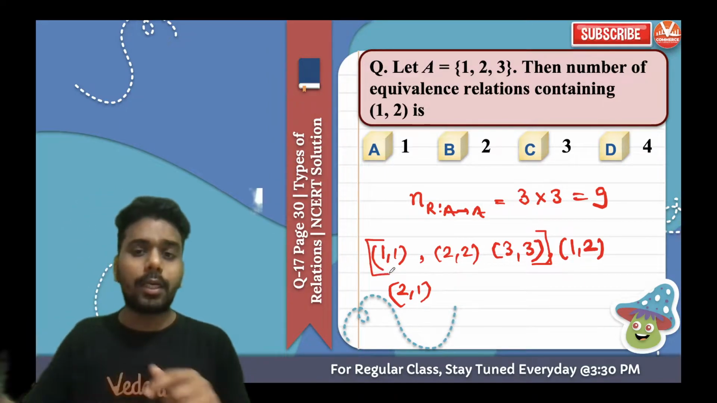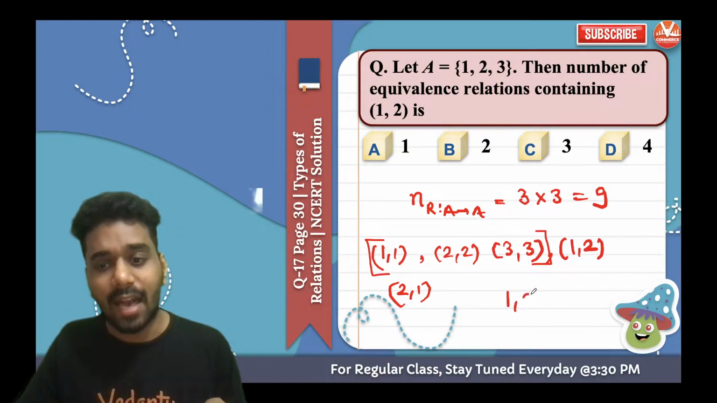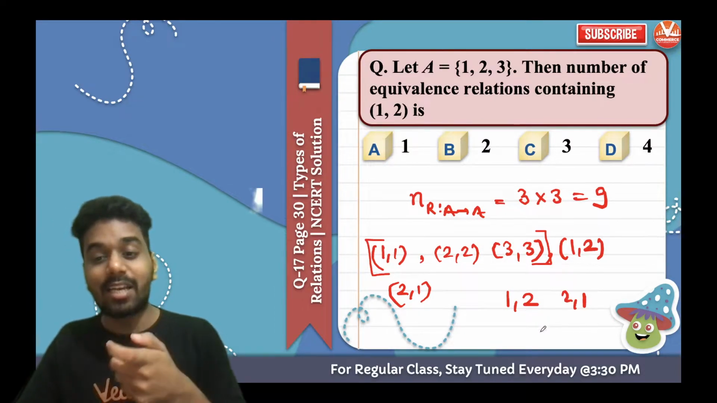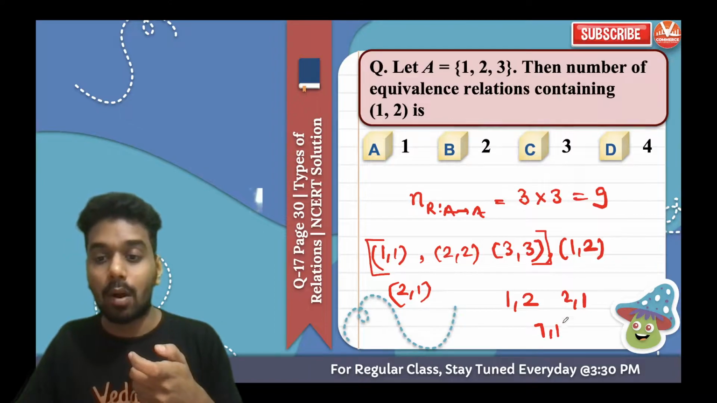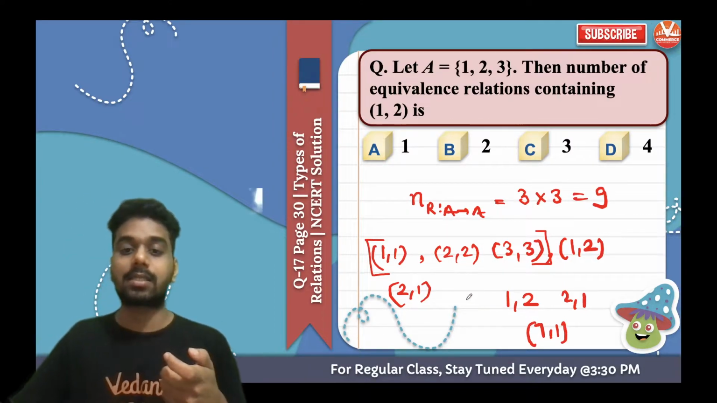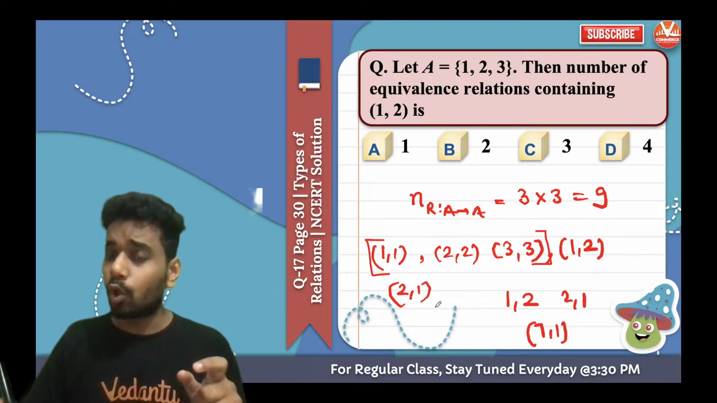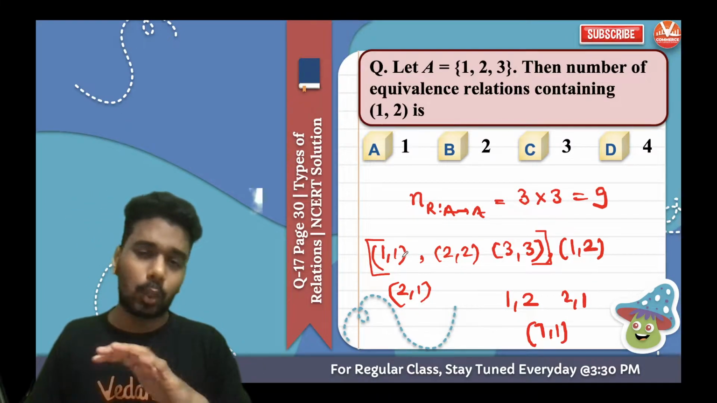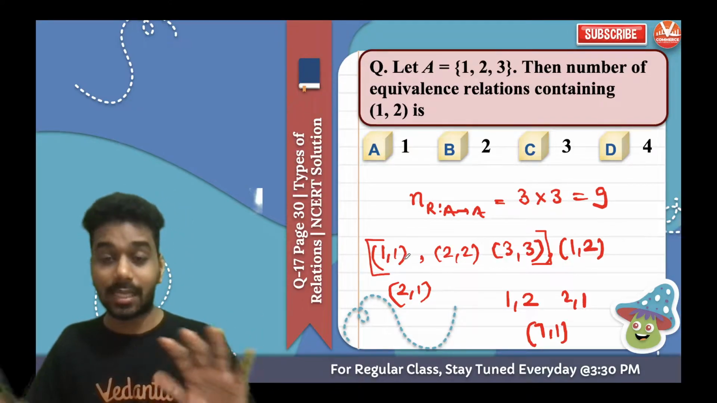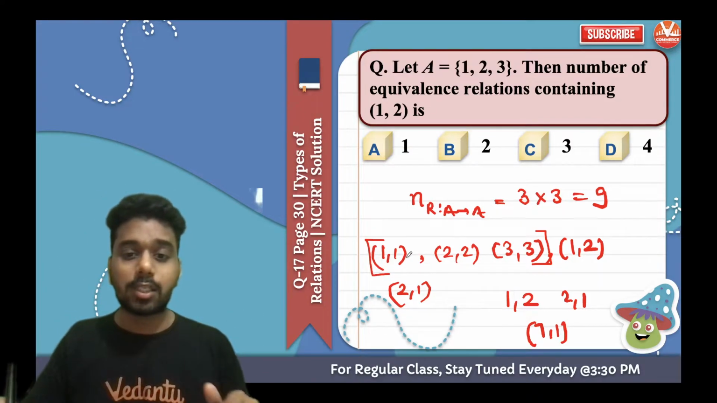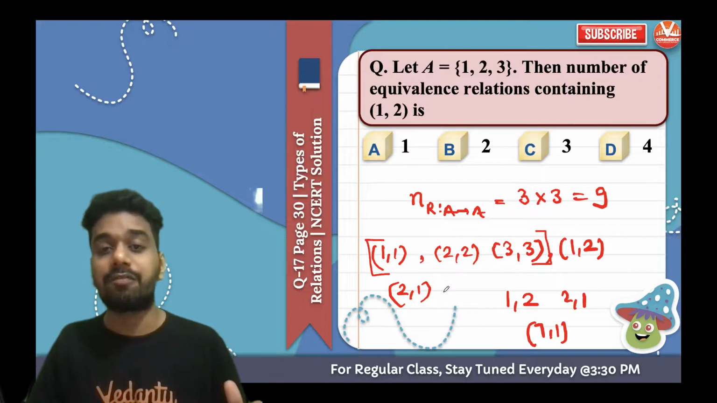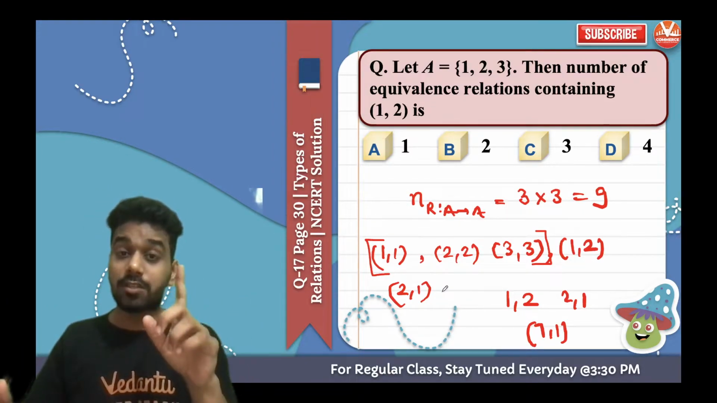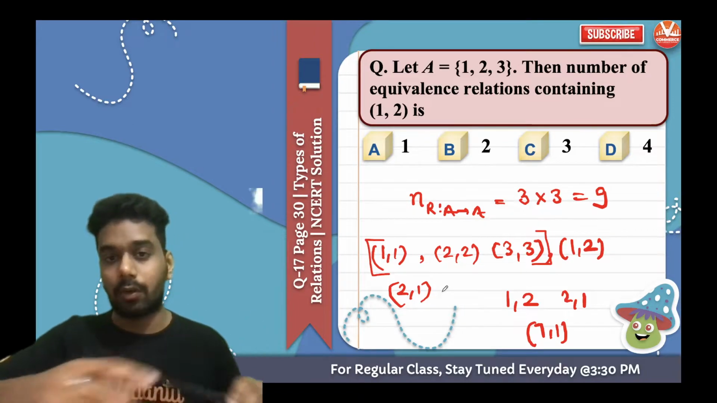So 1 comma 2 says, do we have anything starting with 2? A comma B, B comma C says there must be A comma C, meaning 1 comma 1. Do we have 1 comma 1? Yes. Now for 2 comma 1, do we have anything starting from 1? Yes, 1 comma 1. But as I said, no need to check, it will always say yes. So we can say this relation having these 5 ordered pairs is an equivalence relation, but we have just found out one. Let's check for the next one.